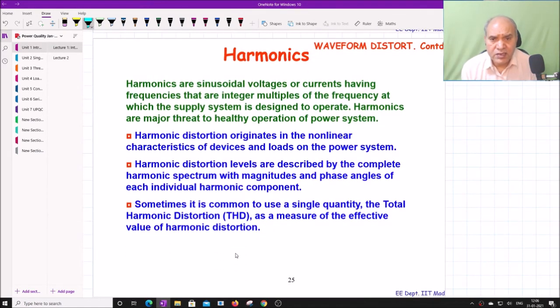And then comes the harmonics. As you know, harmonics are the integer multiples of the fundamental frequency. Okay, they are the multiples of the power frequency, or integer multiples of the power frequency. These harmonics originate mostly because of the power electronics based loads.